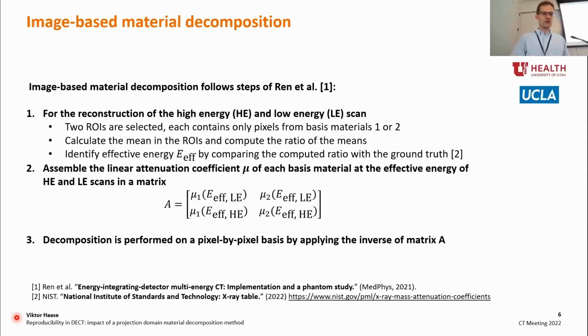Then you select 2 ROIs that each contains only pixels from the specific basis materials. You calculate the mean within those ROIs, and then you compute the ratio of the means. And this ratio you can use to identify an effective energy by comparing the computed ratio to the theoretical correct value that you know because you know the materials for the decomposition. And when you have this effective energy, you can assemble your matrix A here that consists of the linear coefficient mu of the 2 different basis materials at the effective energy for the high and the low energy scan. And the decomposition is then simply performed on a pixel by pixel way by applying the inverse of this matrix A.